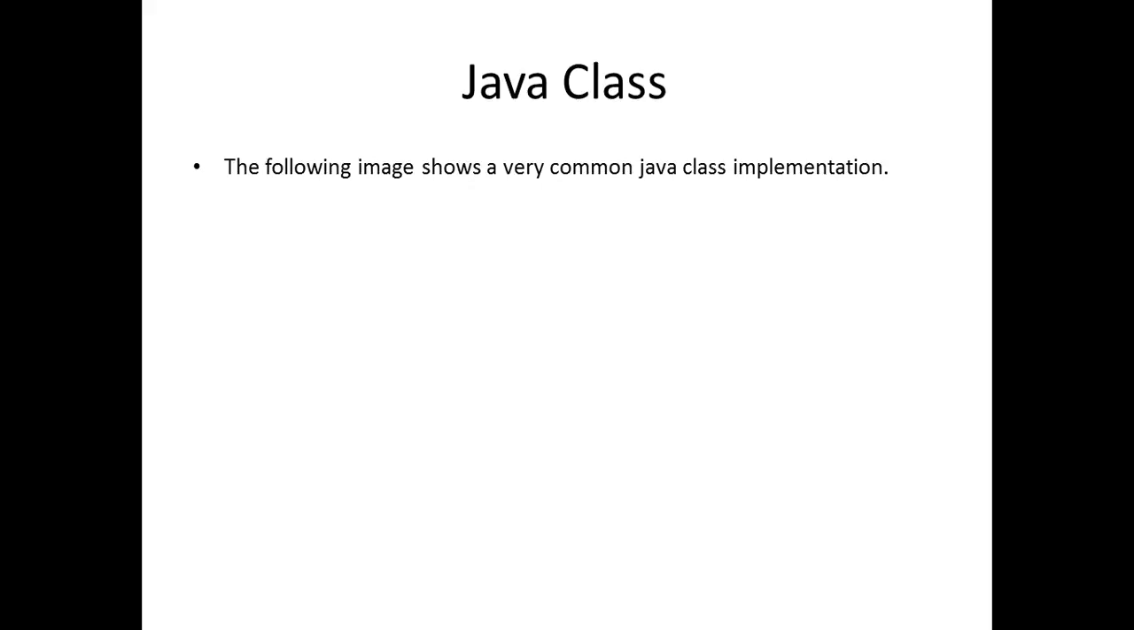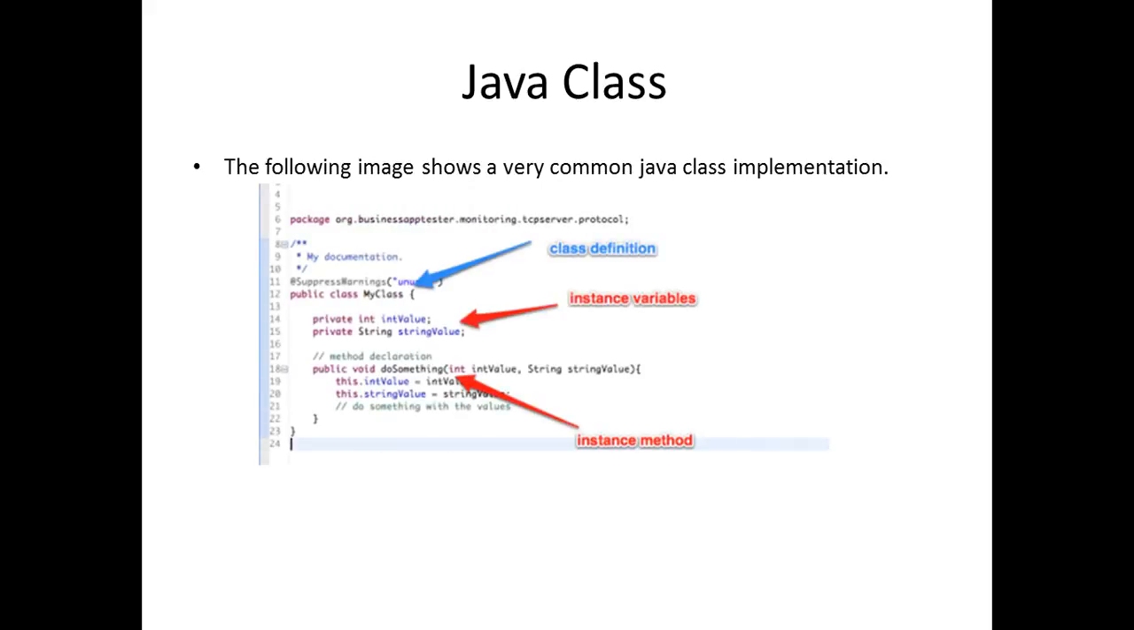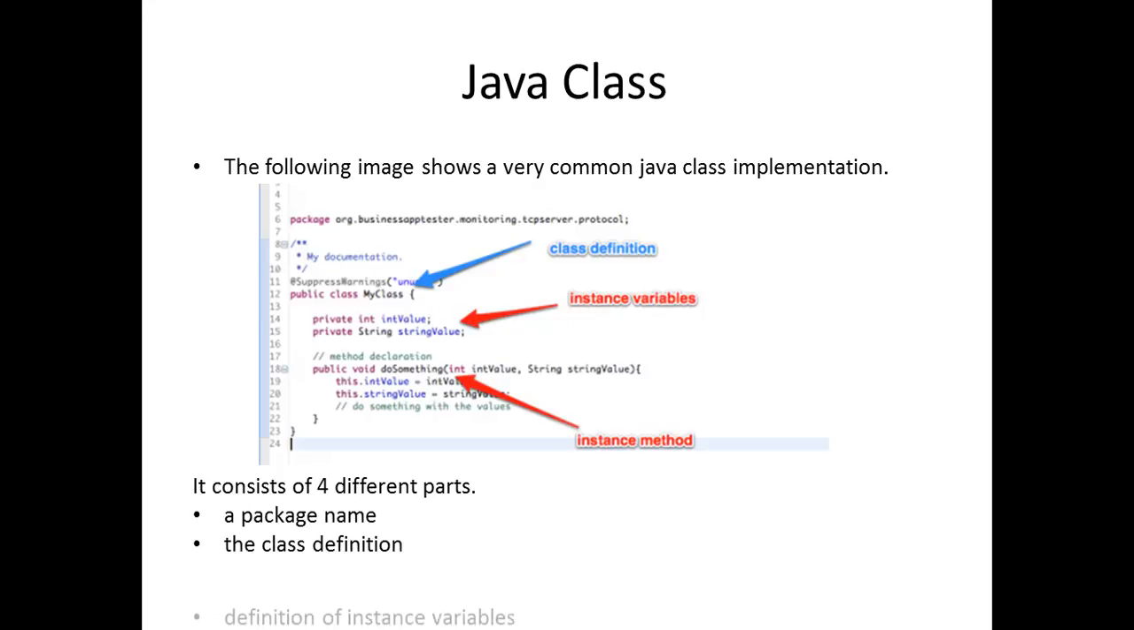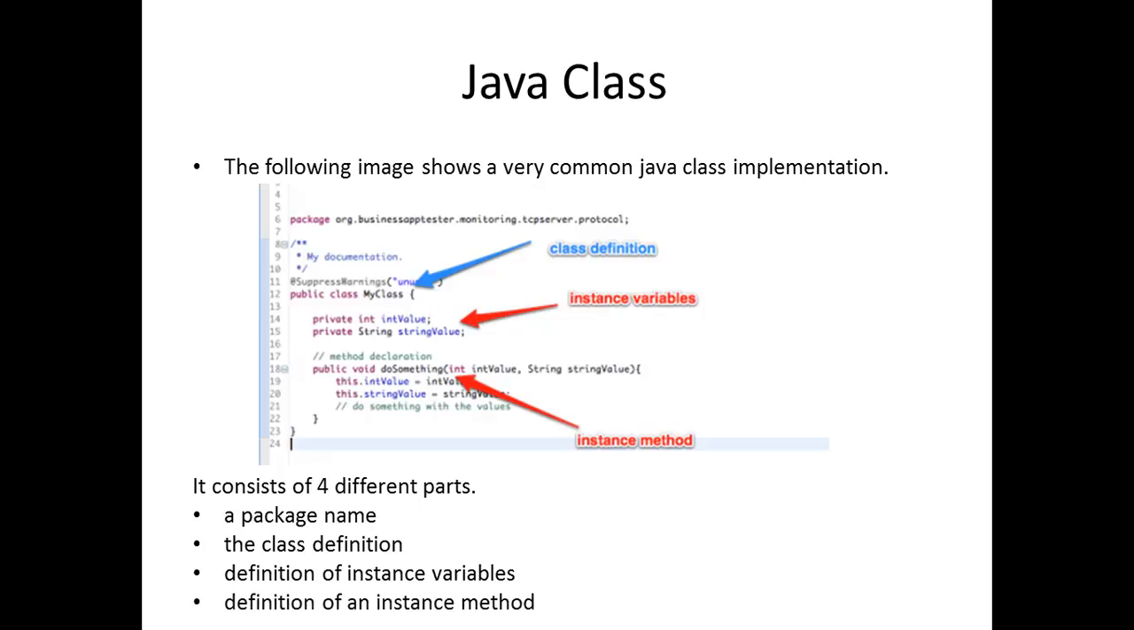Java class. The following image shows a very common Java class implementation. A Java class consists of 4 different parts: a package name, the class definition, definition of instance variables, and definition of an instance method.